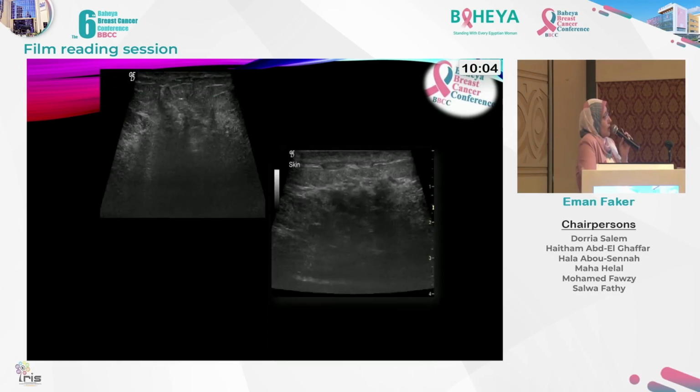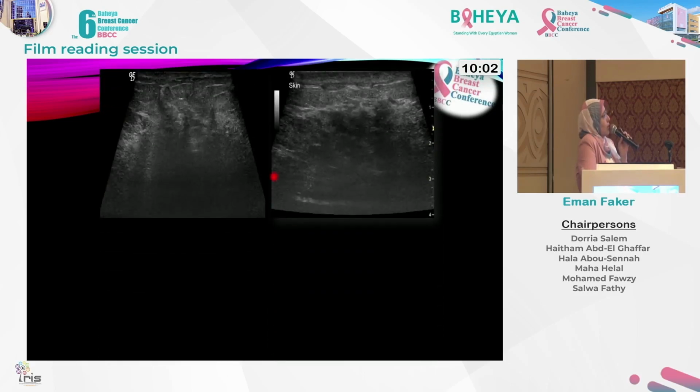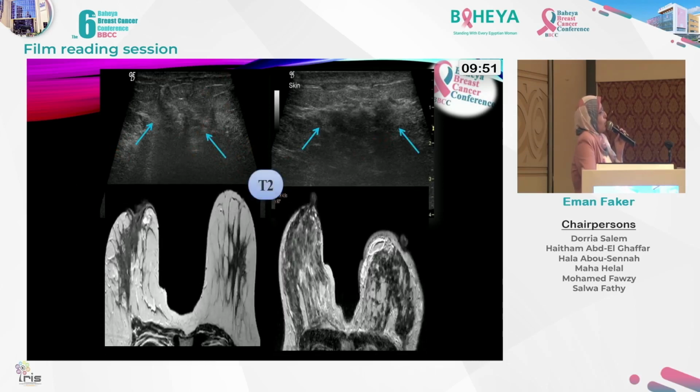This is the first case, and this is the second case. You can see that both are very similar. We can see the area of abnormal shadowing with the overlying skin thickening. Both had T2 performed. This one performed her T2.